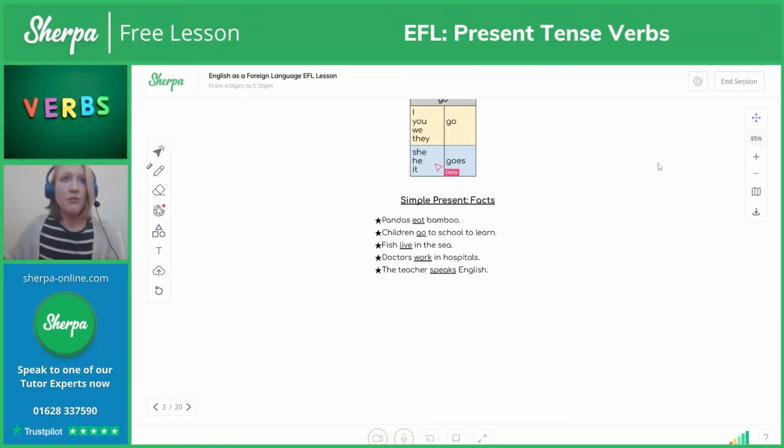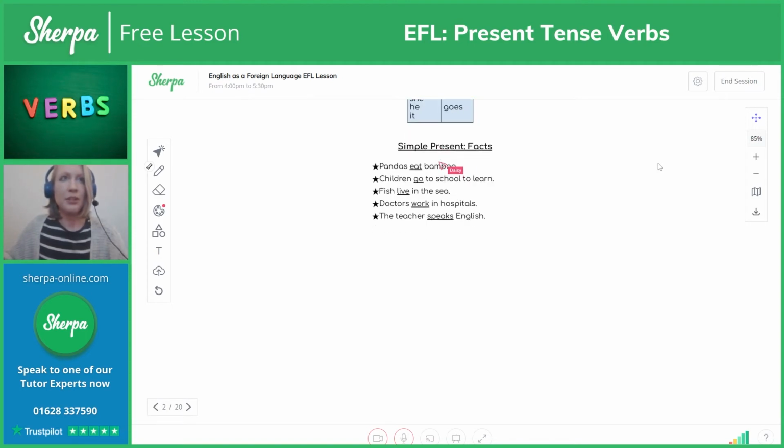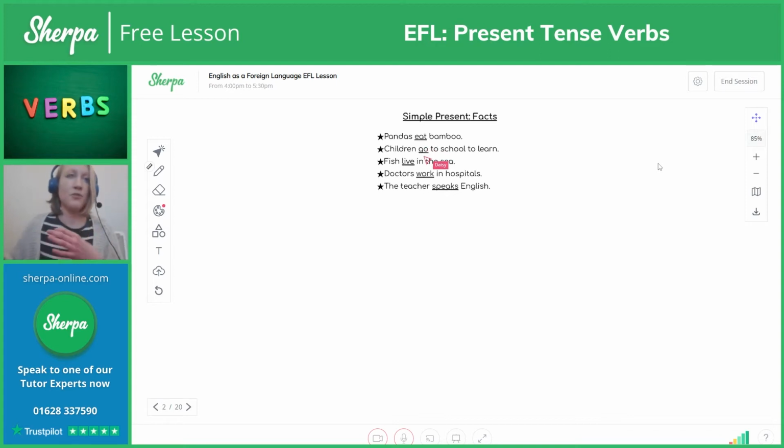Okay, so now we've reviewed some very common verbs. Let's look at the simple present and how we use it with facts. So to say things which are true, always true, or generally true. Okay, example one, pandas eat bamboo. I've underlined the word eat because it's a verb in the simple present. So if you want to try it, pandas eat bamboo. Try and copy my pronunciation. Pandas eat bamboo.